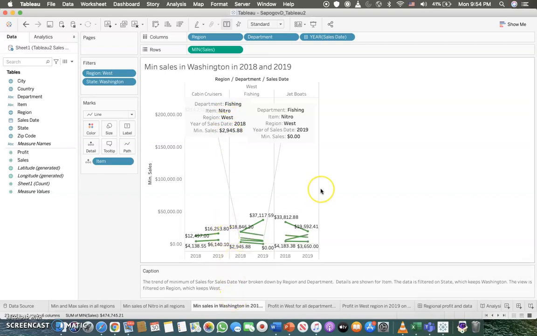From the sheet number 3 we can conclude that min of sales differs for Nitro in 2018 and 2019. In 2019 Nitro did poorly and this item was not successful. However, in 2018 the min of sales was almost $3,000, which means that there was a drastic decline in min of sales between 2018 and 2019 for the item called Nitro.